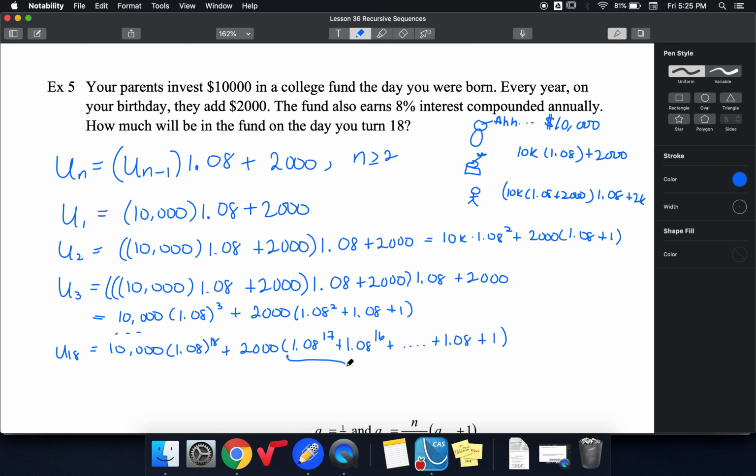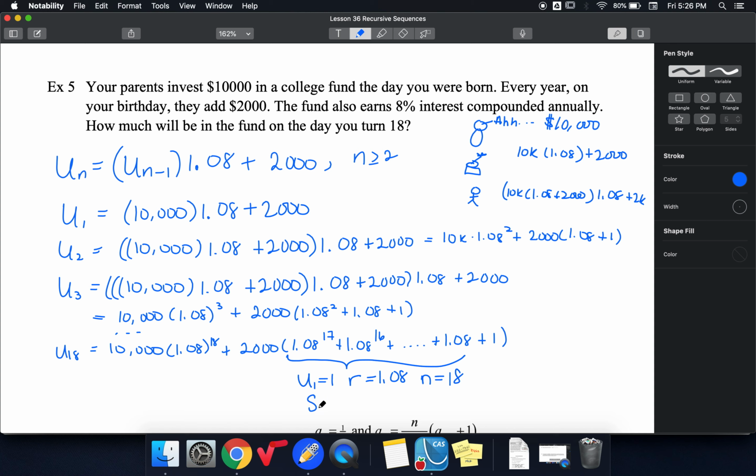So inside that parentheses there, I see a geometric series with a first term of 1, an R value of 1.08, and I see inside of there 18 terms. So on your 18th birthday, another 2,000 gets added. That's happened every birthday, and you've had 18 of them. If I think about this, 17, well, I've got 17, 16, 15, 14, down to 1. So 1 to 17 as my exponents is 17 terms, plus this term here is my 18th term.